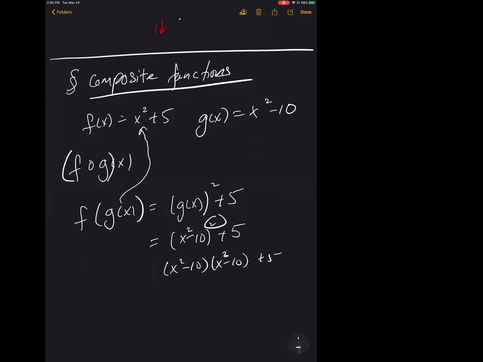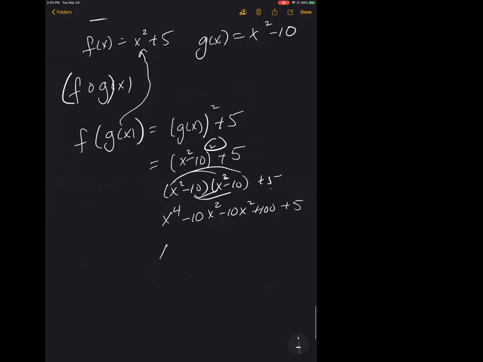Means I gotta FOIL this out. x squared times x squared is x to the 4th. x squared times negative 10 is negative 10x squared. Negative 10 times x squared is negative 10x squared. Negative 10 times negative 10 is plus 100. Again, I have my little plus 5. x to the 4th minus 20x squared plus 105. This is your f of g of x.